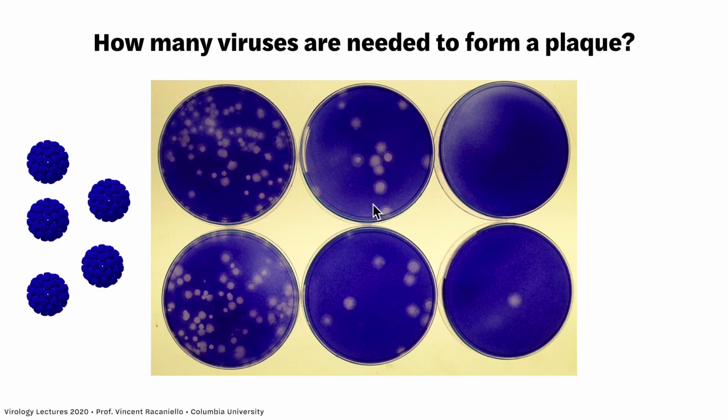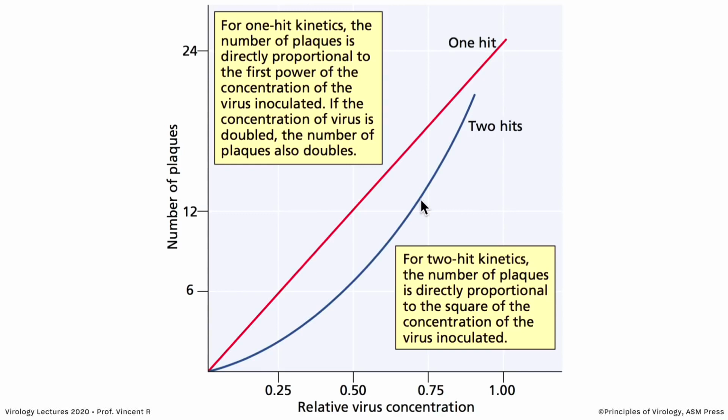So how many viruses do you need to form a plaque? That was one of the questions. There's a very simple experiment you can do, and that's what Renato Dulbecco did in his paper that I showed you. He did a dose response curve. That's the word I was looking for. So you basically make dilutions of virus and you put them on cells, and with increasing amounts of virus, you count the plaques.